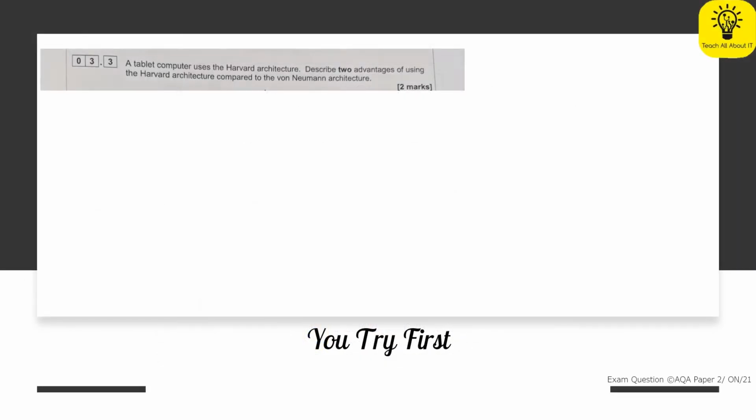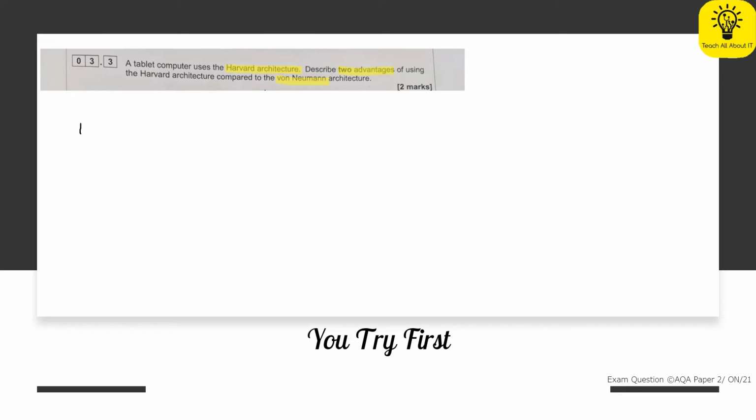So we have an A-level question here. It's an AQA question from paper 2. We are looking at the difference between Harvard architectures and the von Neumann. So if we do a little bit of highlighting on our question first, we have a tablet computer. It uses the Harvard architecture, and we need to describe two advantages of using that Harvard architecture compared to von Neumann.